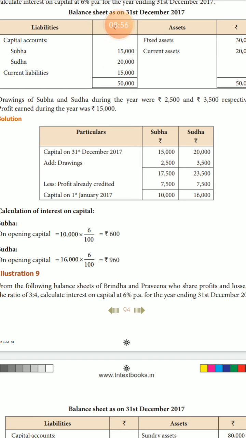Okay students, next one, sum number 9. Sum number 9 uses the same method, with only a few small changes. First, I will read out the sum.